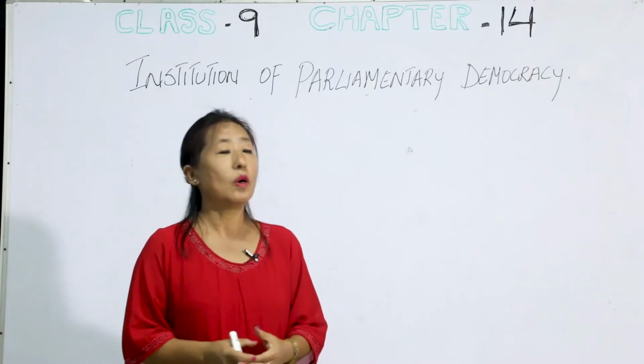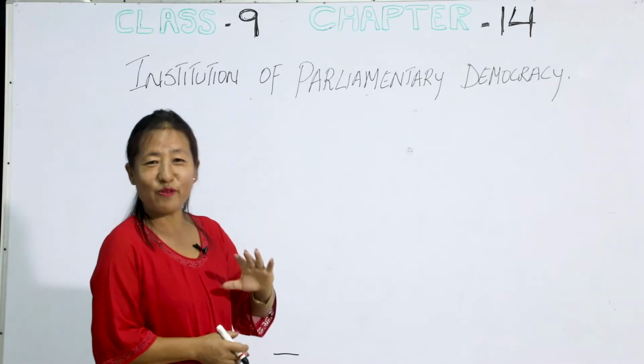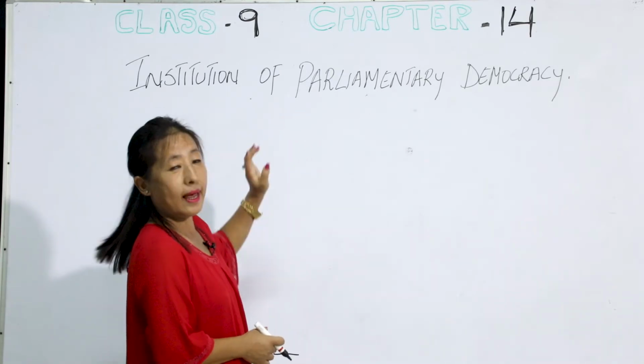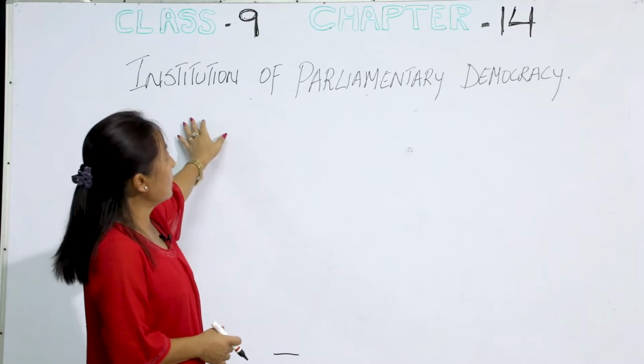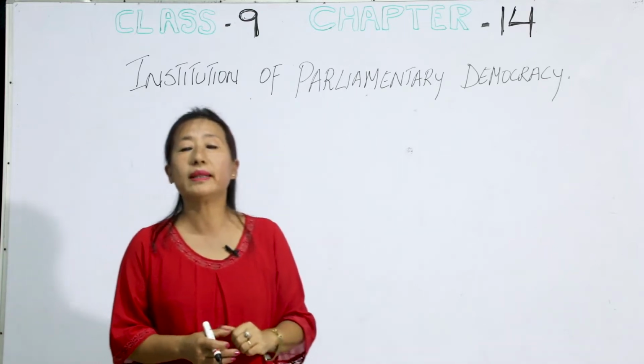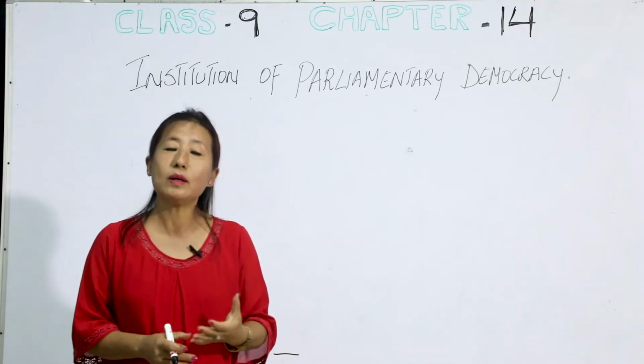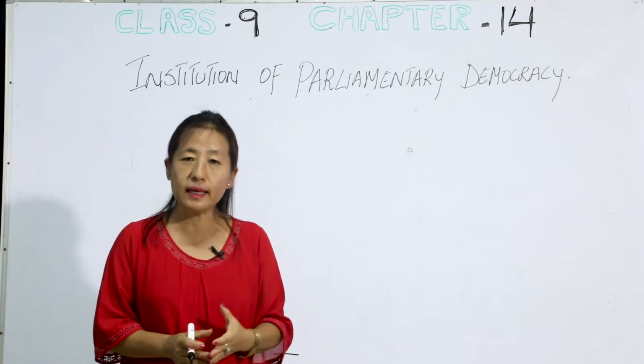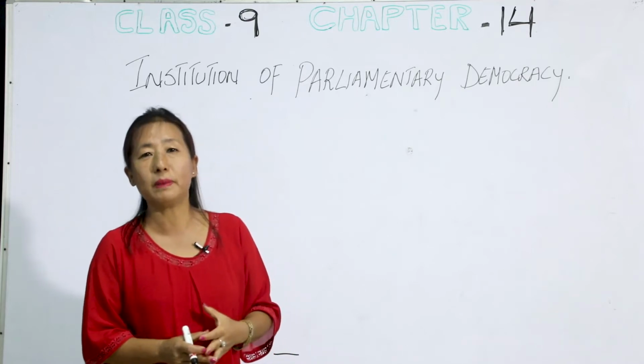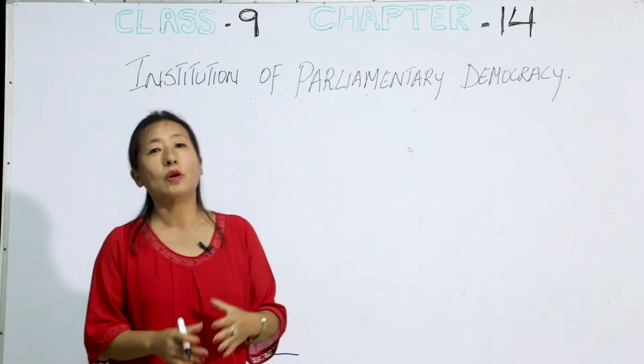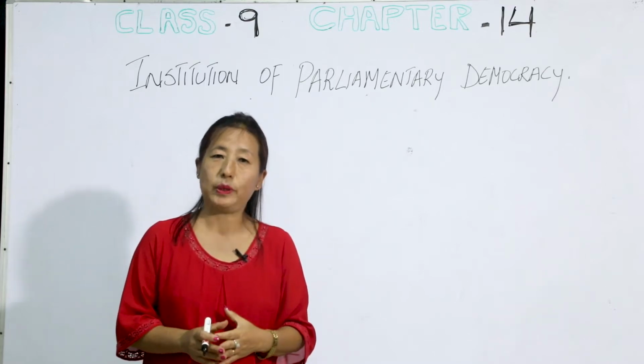Today in this session we will be discussing your chapter 14, which I've already written here, and the title is Institution of Parliamentary Democracy. So, class 9 social science chapter 14, Institution of Parliamentary Democracy. If you are ready, let's go into it.